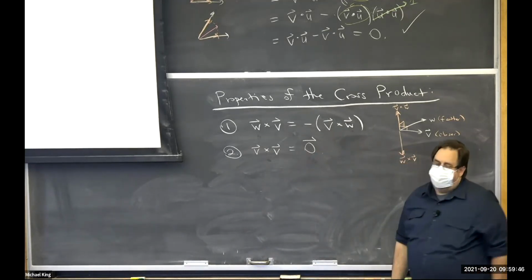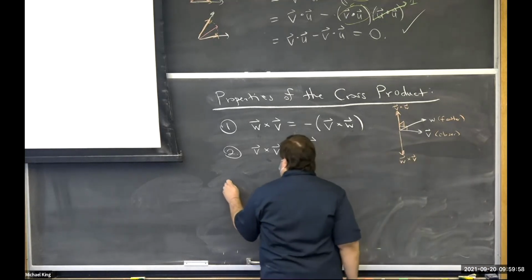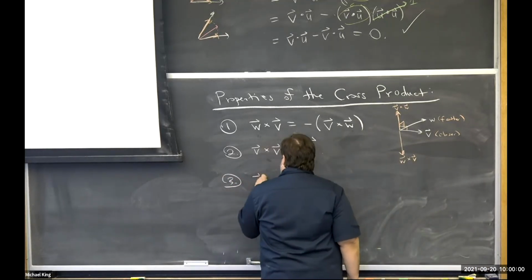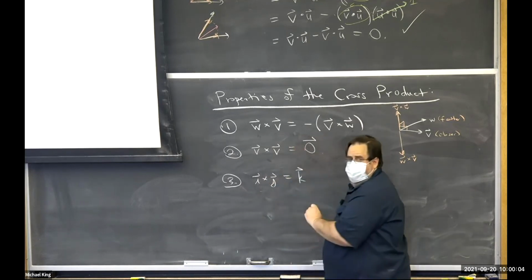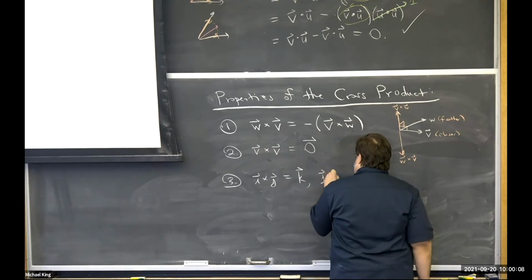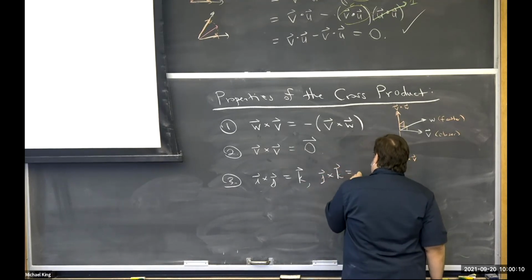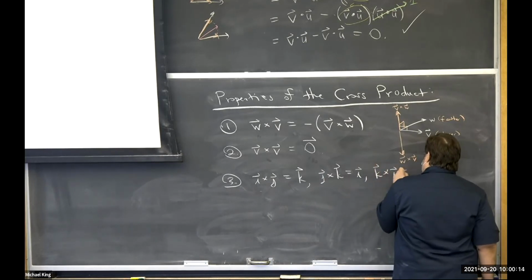Oh, and the last thing I'll write down, which I think I said on the next page, and it's kind of fun to check geometrically: I cross J is K, J cross K is I, and K cross I is J.